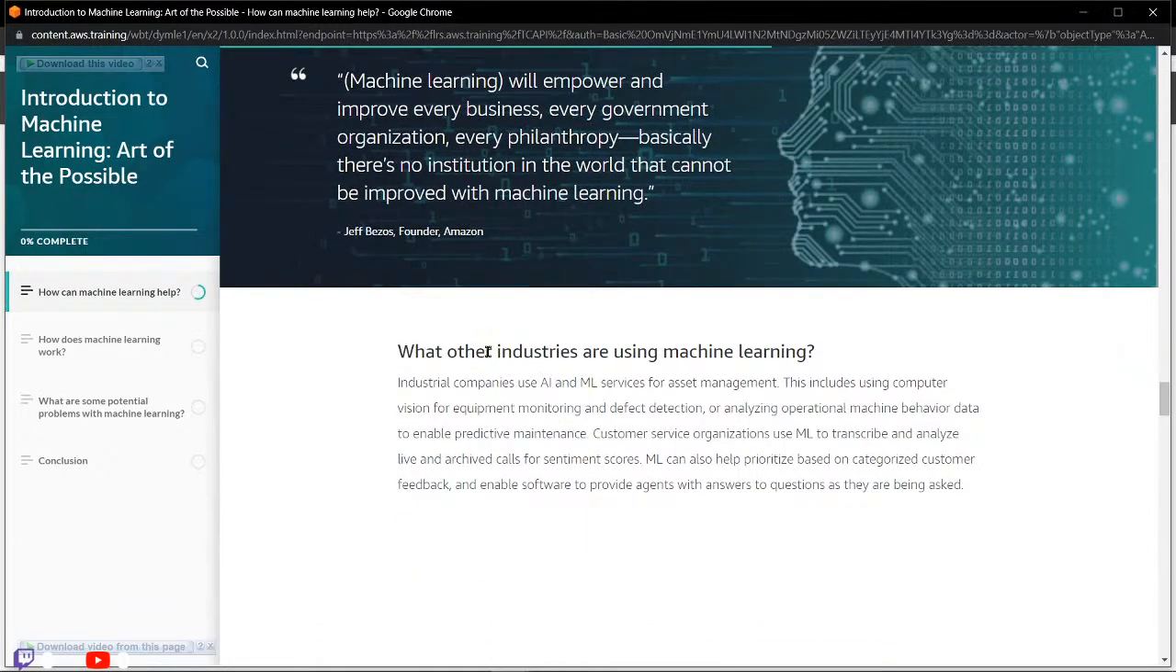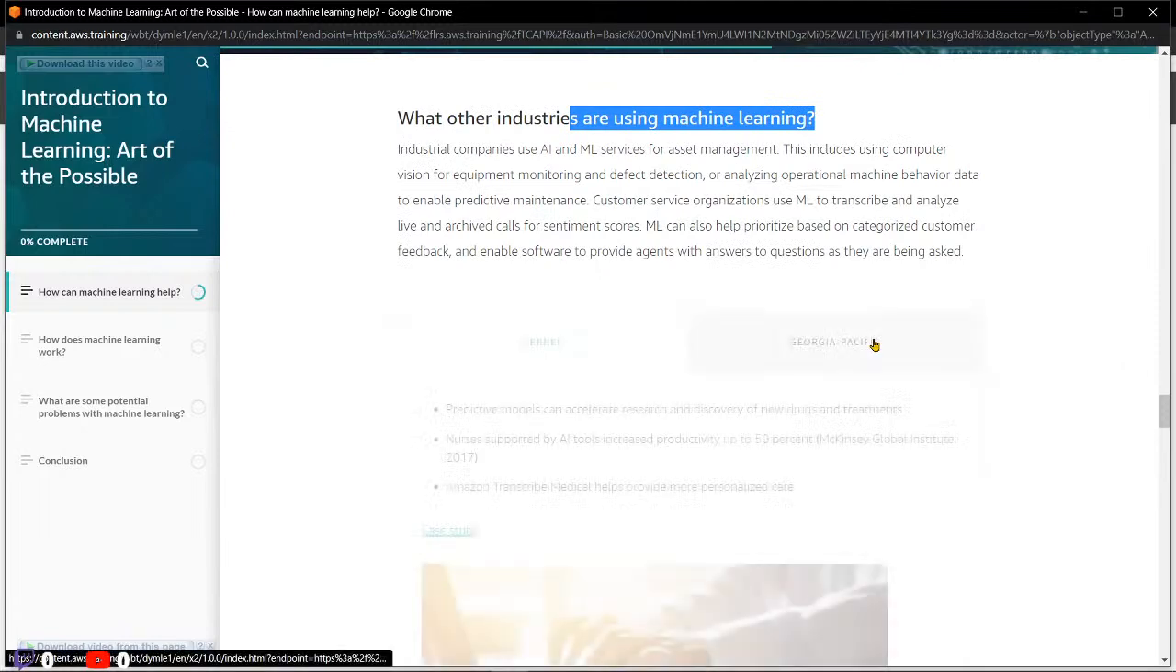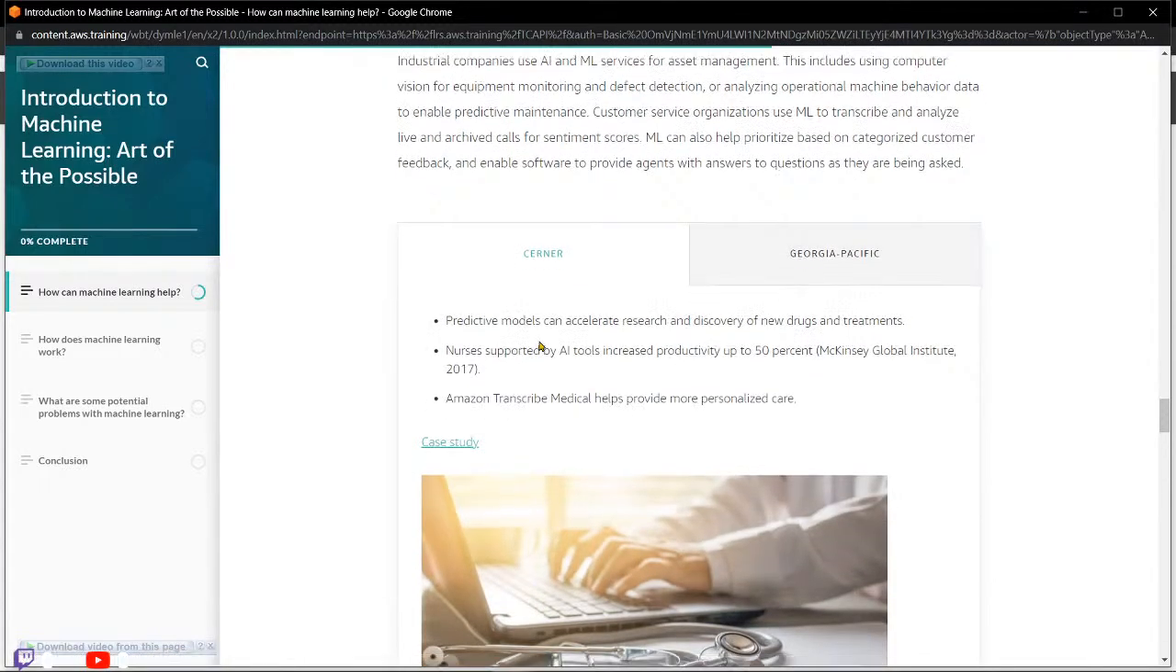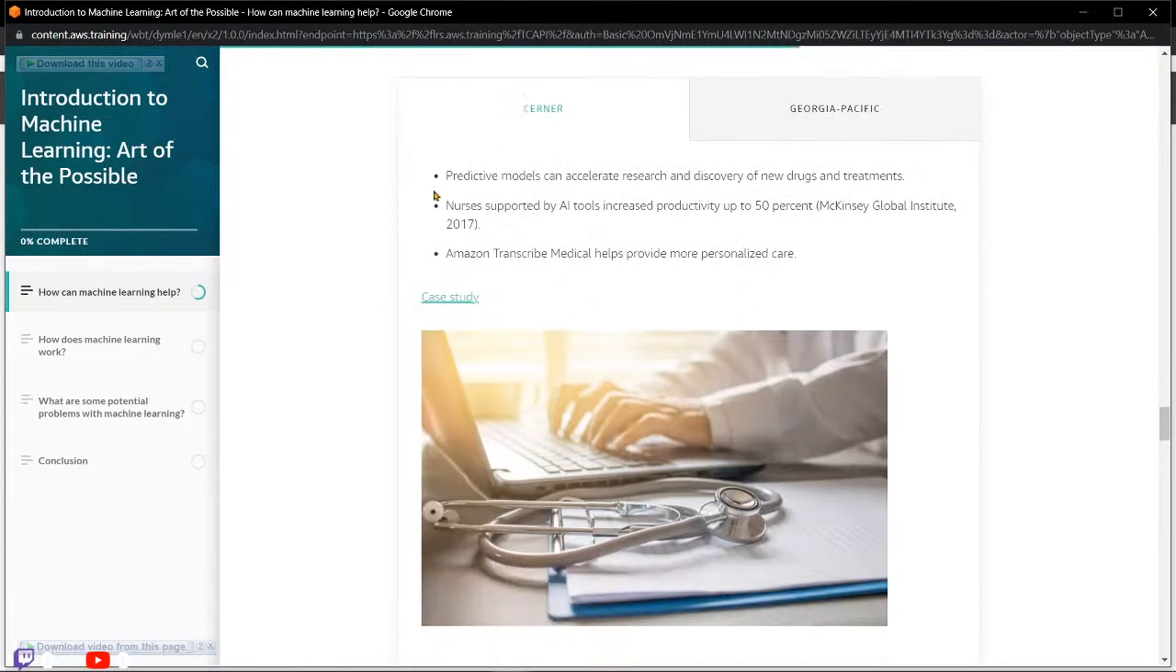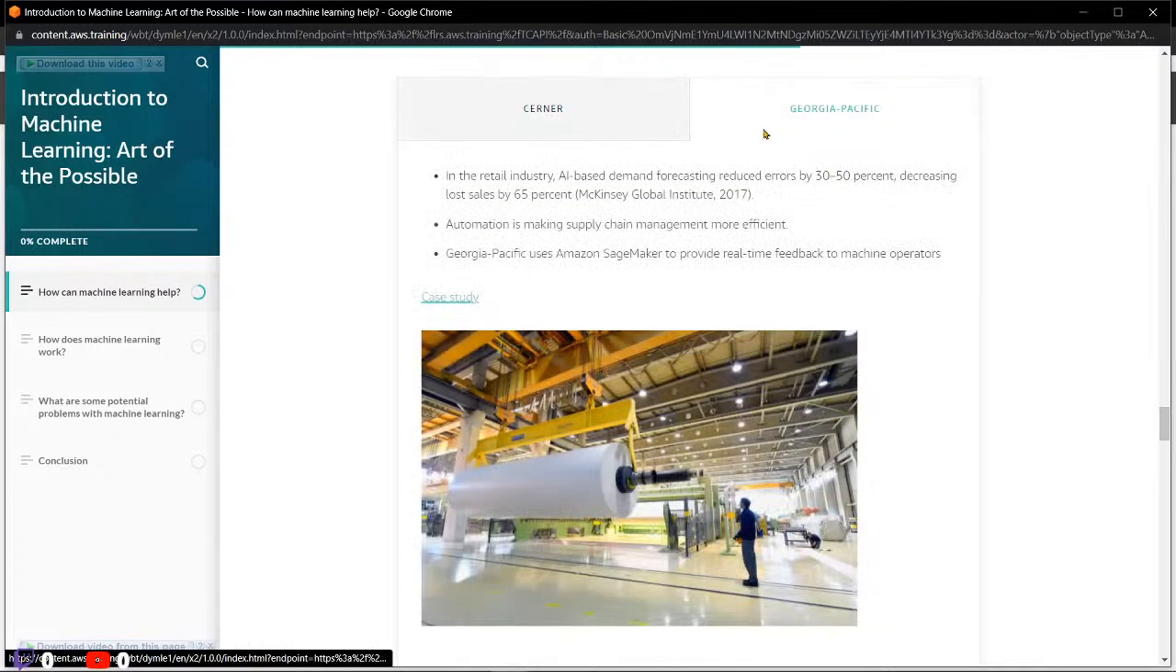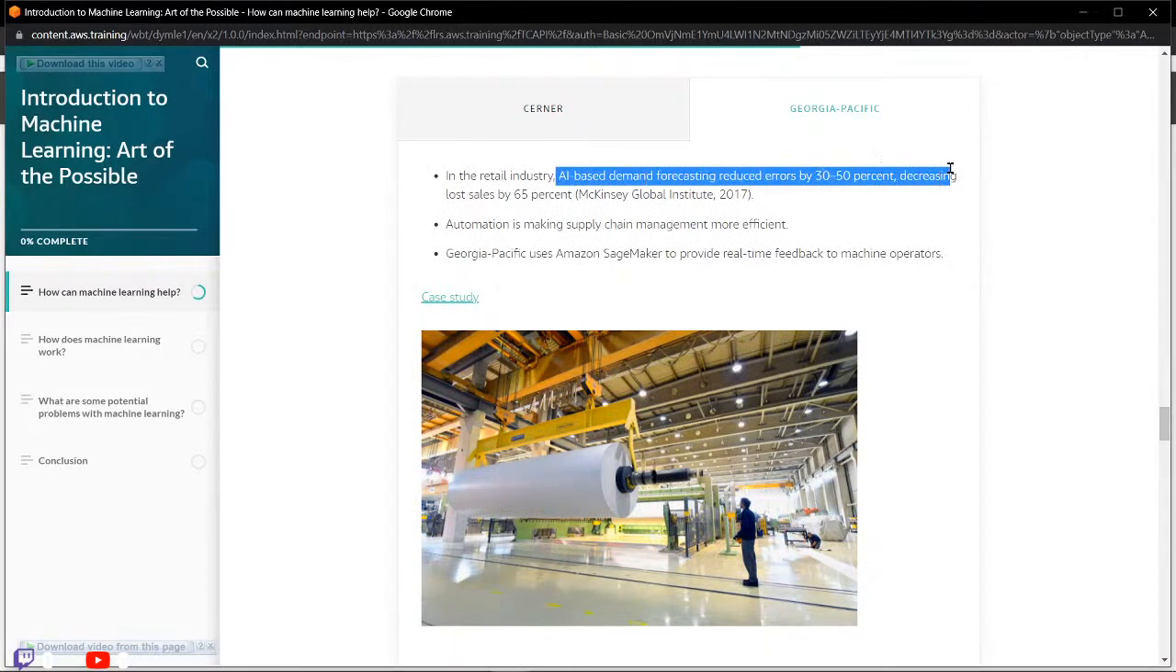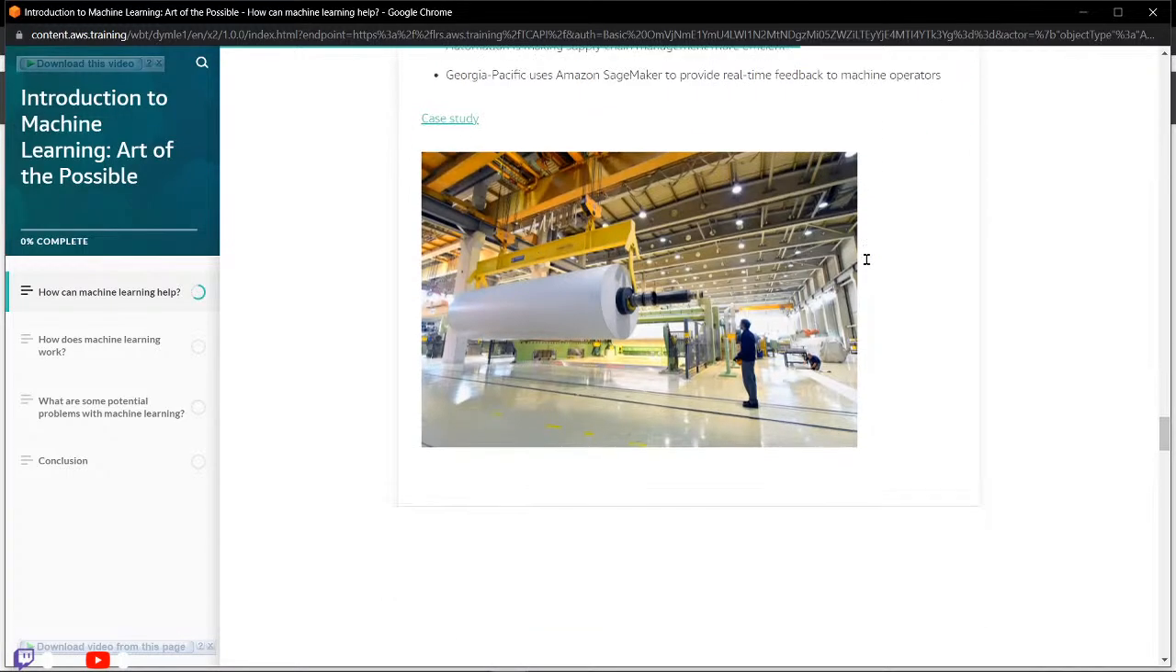What other industries are using machine learning? In the seminar, predictive models can accelerate research and discover new drugs and treatments. AI-based demand forecasting reduced error by 30 to 50%. Automation is making the supply chain more efficient.